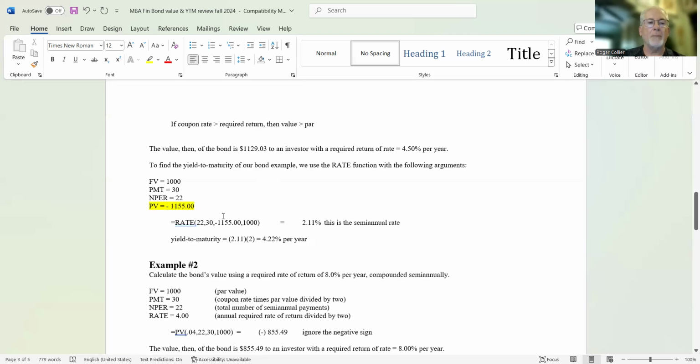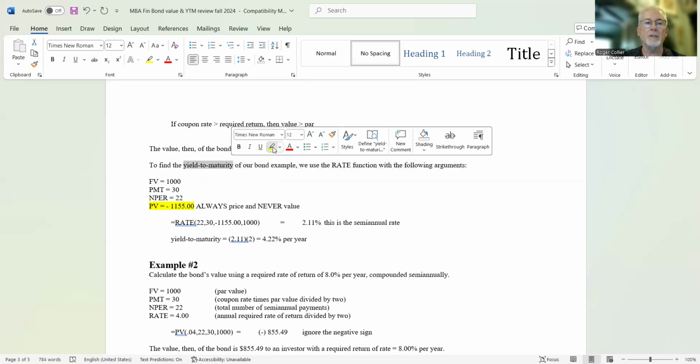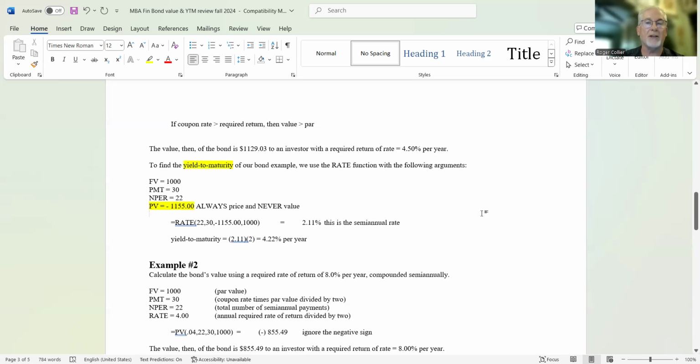All right. Now, a couple of things. First of all, when we're calculating yield to maturity, what goes here as present value is always price and never value. When we're calculating yield to maturity, what goes there as present value is always the price, that percentage of par value, and never the value you just calculated. Okay?